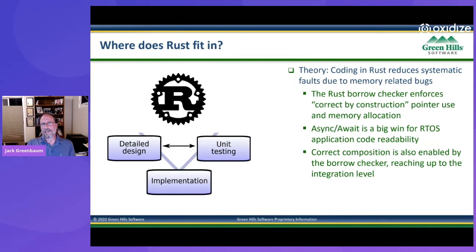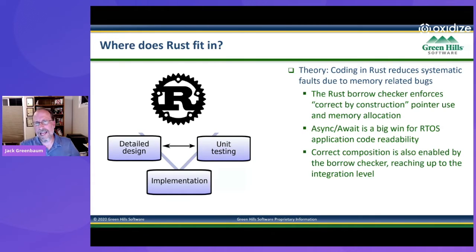Here's why we are interested in Rust. We have a theory that using Rust reduces systematic faults due to memory-related bugs. Remember that 70% of bugs that James talked about in the keynote? So we see the Rust borrow checker enforcing correct by construction pointer use and memory allocation. This is a big deal because that's where the bugs are. And not only is that where they are, they're there because they're very difficult to test for, because they're very state dependent.